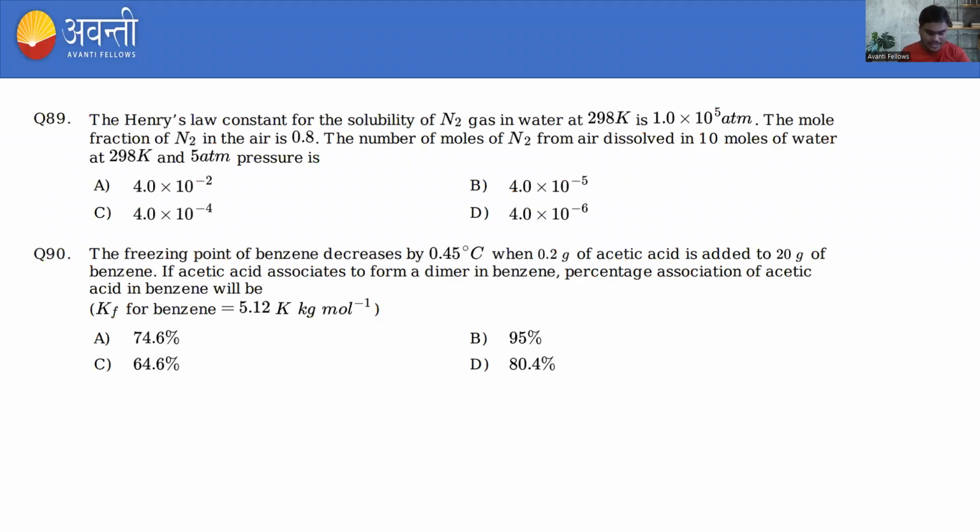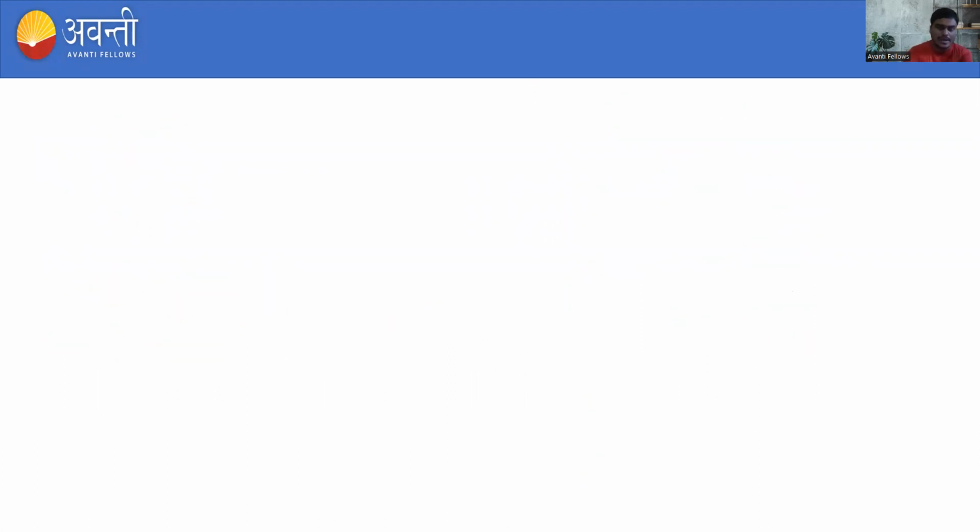Now let's see the last question of this chapter. The freezing point of benzene decreased by 0.45 degrees Celsius when 0.2 gram of acetic acid is added to 20 gram of benzene. If the acetic acid associates to form a dimer in benzene, we have to calculate the percentage association of acetic acid, right? So you have to calculate the percentage association.